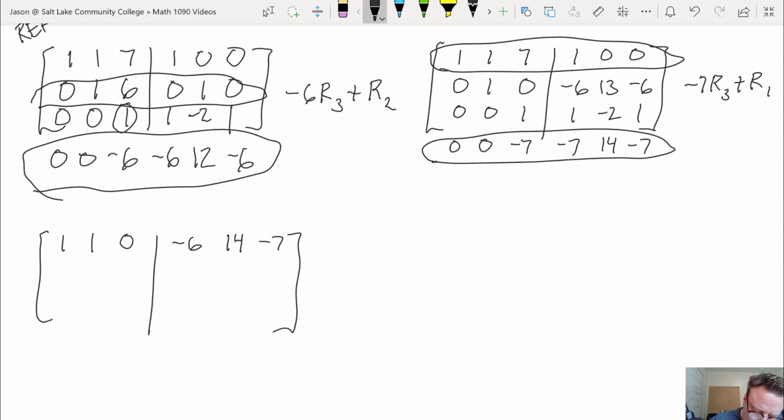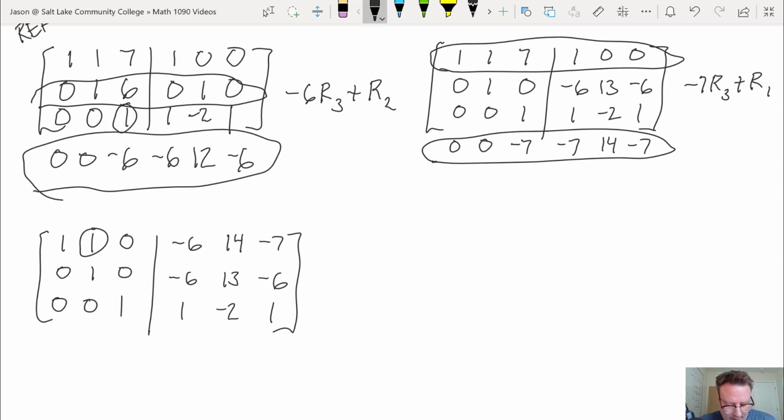Okay, other two rows will stay the same. 0, 1, 0, -6, 13, -6, and we have 0, 0, 1, 1, -2, 1. All right, almost done. We have one more row operation to do. We need to clear out this 1 above the diagonal in row 1.